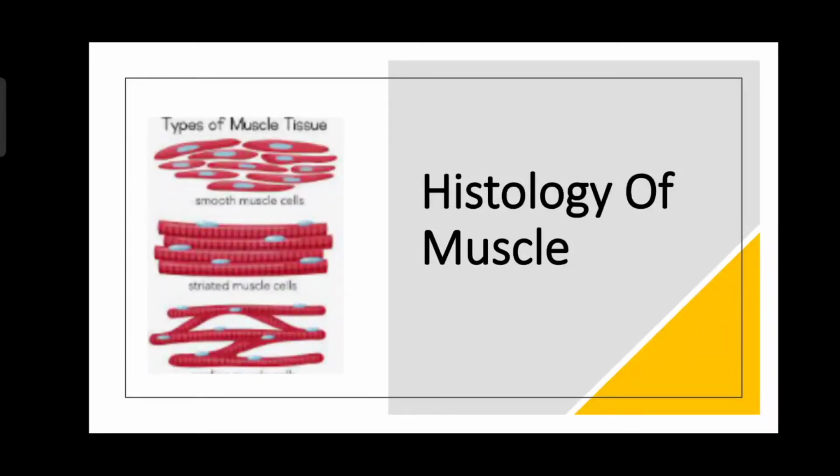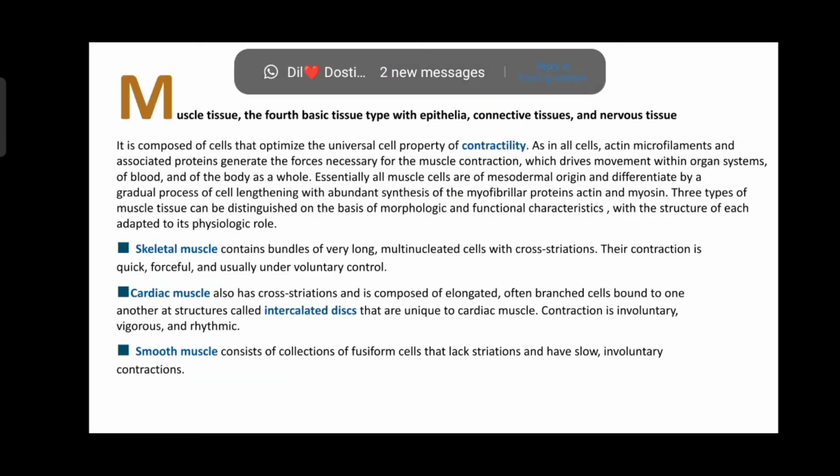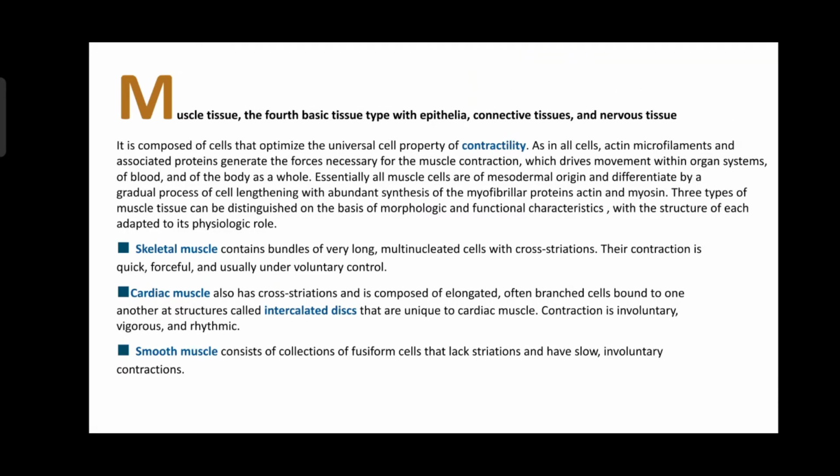Hello guys, so today we are going to discuss the histology of muscle. First we have muscle tissue. It is the fourth basic type of tissue, along with epithelium, connective tissue and nervous tissue. We have three types of muscle tissue: skeletal muscle, cardiac muscle and smooth muscle.